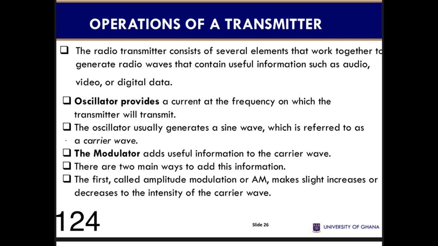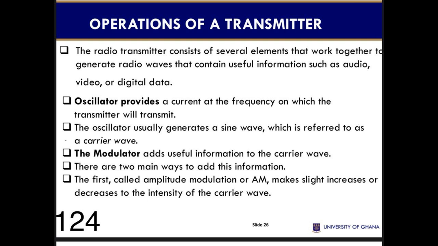Operations of a transmitter. The oscillator provides a current at the frequency on which the transmitter will transmit. The oscillator usually generates a sine wave, which is referred to as a carrier wave. The modulator adds useful information to the carrier wave.